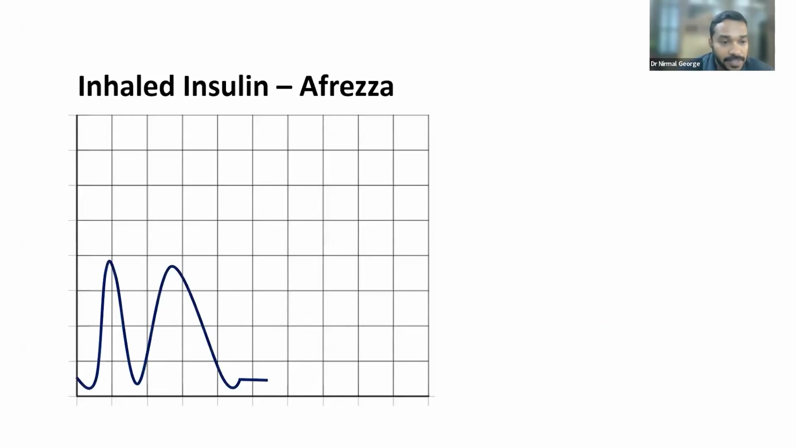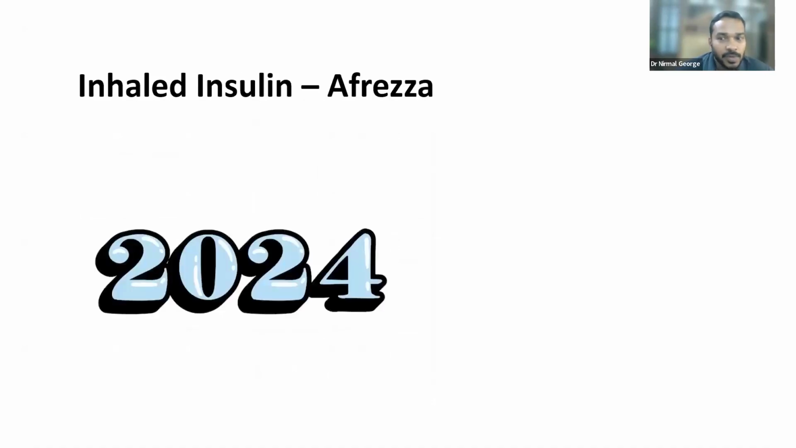So if this is the physiologic insulin secretion, and if this is regular insulin, this would be Afrezza, which is almost comparable to physiologic insulin secretion. The short-acting analogs act within 15 minutes. This acts within 12 minutes, and the duration lasts for around 3 hours. So this was approved in 2024.